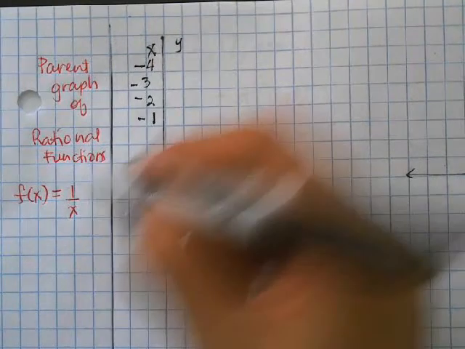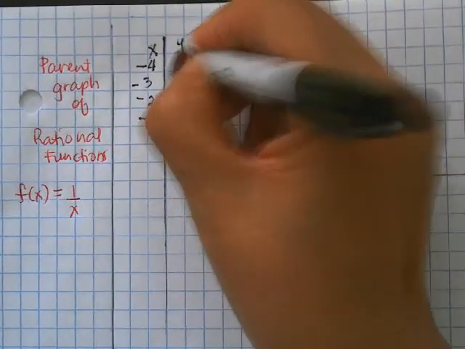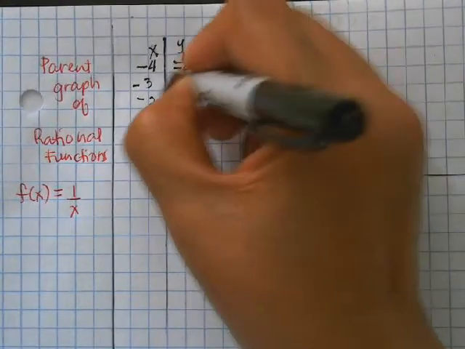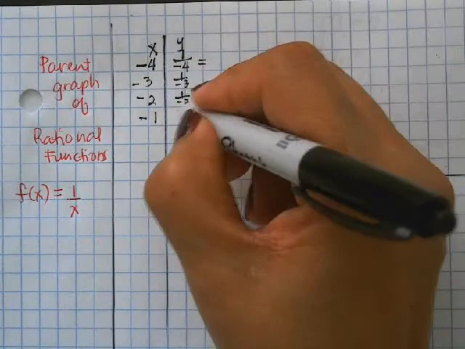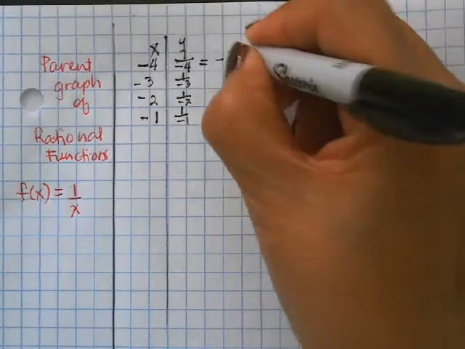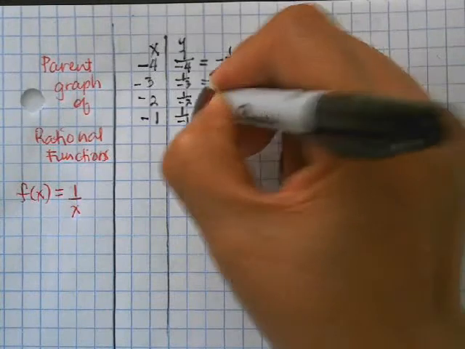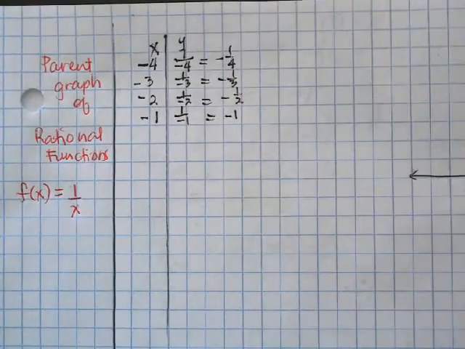So we will make this our denominator, 1 over x. So that's 1 over -4, 1 over -3, 1 over -2, and 1 over -1. So that's just -1/4, -1/3, -1/2, and -1. Let's plot these numbers, okay?